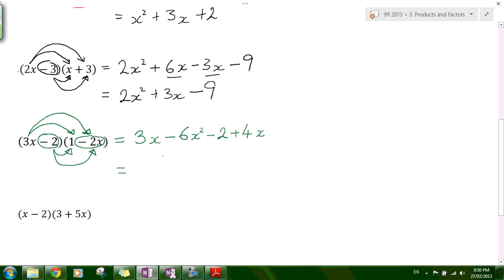Now, usually when we write expressions, you start with the highest power. So you go from the highest power of x to the lowest power of x. And so we're going to write this minus 6x squared first. That's going to be our first term. And then we can simplify this. We've got 3x here. We've got 4x. 3x plus 4x, that's 7x. We've got plus 7x here. And then the last term is minus 2. So this expansion, this binomial product, is equal to minus 6x squared plus 7x minus 2.